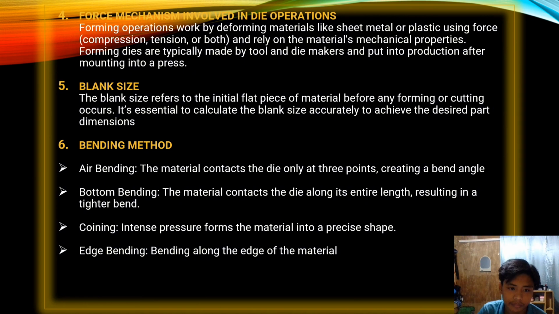Bending methods. Air bending: the material contacts the die only at three points, creating a bend angle. Bottom bending: the material contacts the die along its entire length, resulting in a tighter bend. Coining: intense pressure forms the material into a precise shape. Edge bending: bending along the edge of the material.